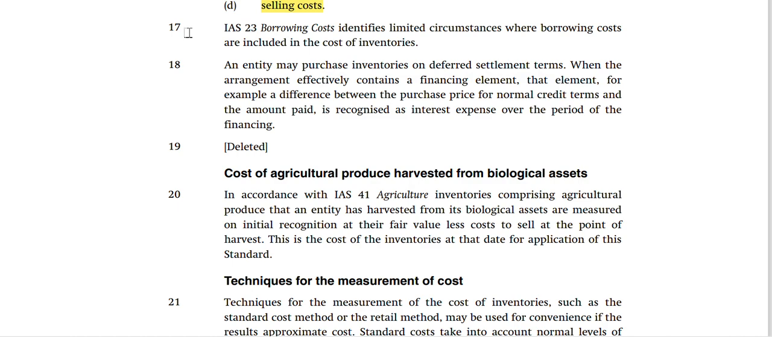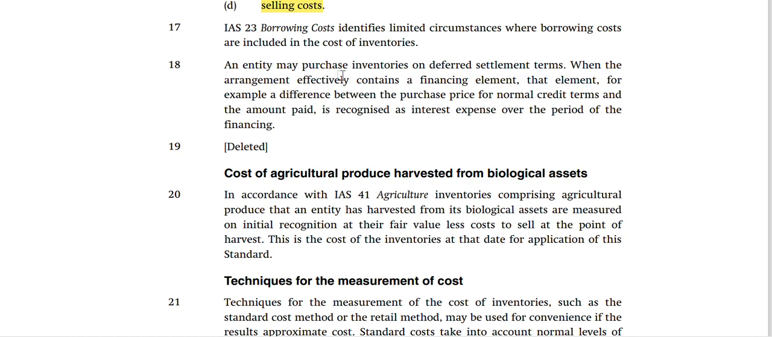It talks about the borrowing cost. International Accounting Standard 23 on borrowing costs identifies limited circumstances where borrowing costs are included in the cost of inventories. So there are very, very limited circumstances where borrowing costs are included in the value of inventory, like assets that take longer to be manufactured, where most likely borrowing took place, then they might need to consider the borrowing.